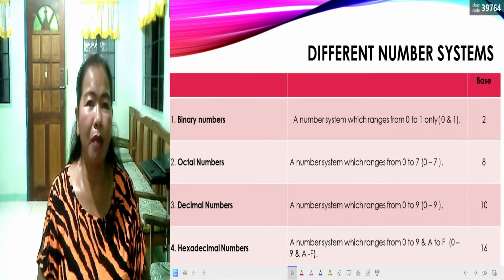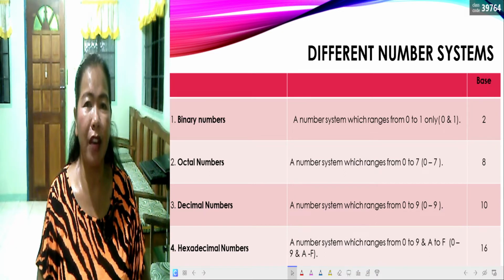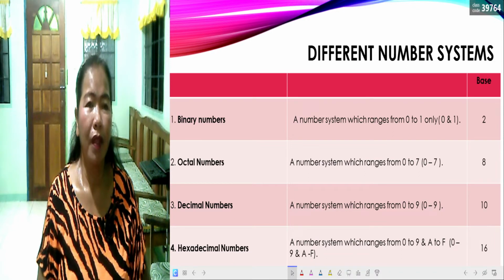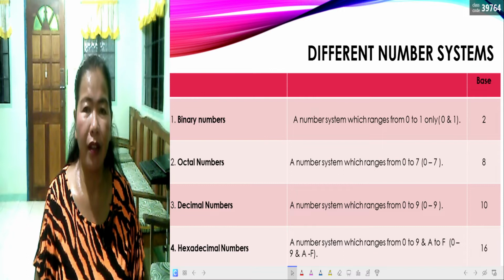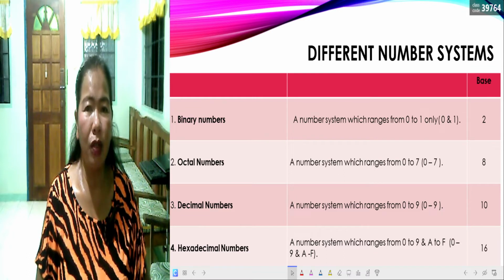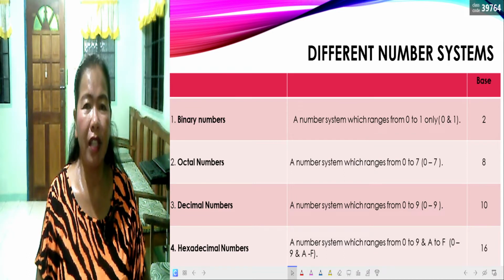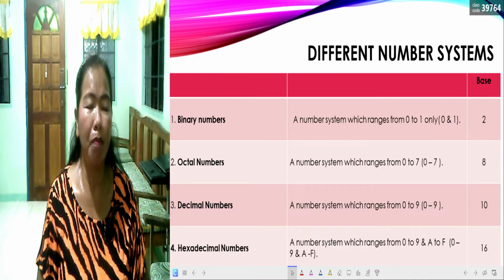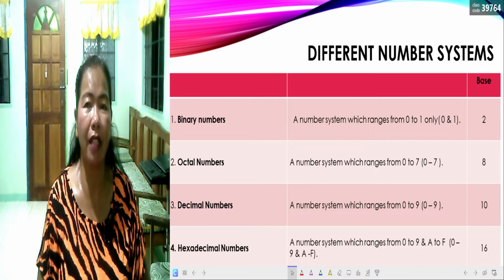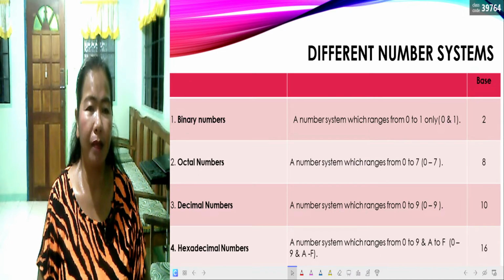Binary numbers is a number system which ranges from 0 to 1, or it has a base of 2. Then octal numbers, a number system which ranges from 0 to 7. If you try to count numbers 0 to 7, there are 8 numbers included as part of octal numbers. That is why octal numbers has a base of 8.